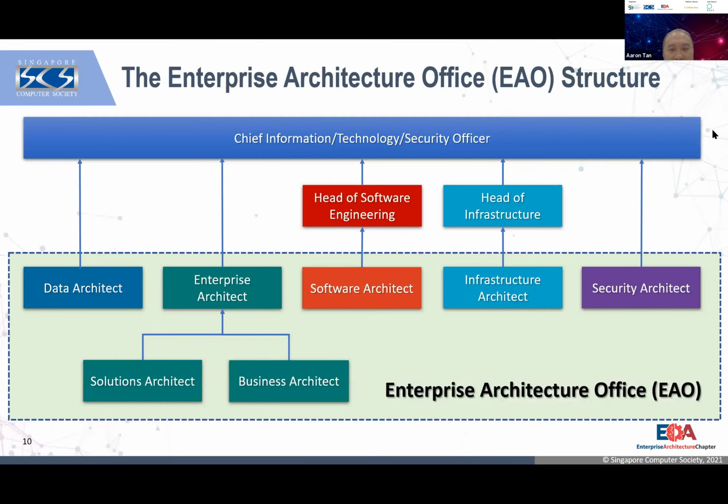So typically, the setup is something like this. All the architects fall under a division called the EAO. You know about the PMO; this is the EAO, the Enterprise Architecture Office. There will be a data architect, enterprise architect, solution architect, business architect, software architect, infrastructure architect, and security architect, and all will be reporting to senior management. It depends on your organization: some report to the CIO, some to the COO, some to the Chief Digital Officer. That can be adapted to your context.